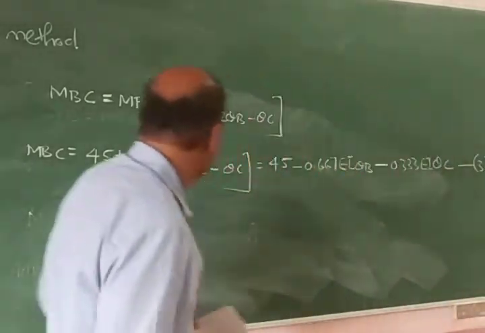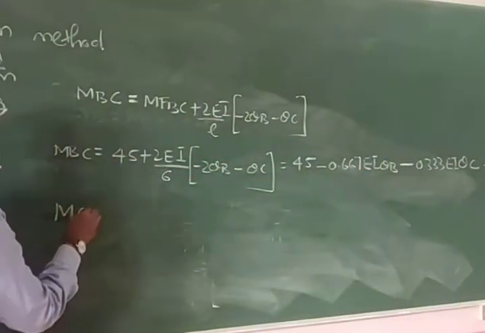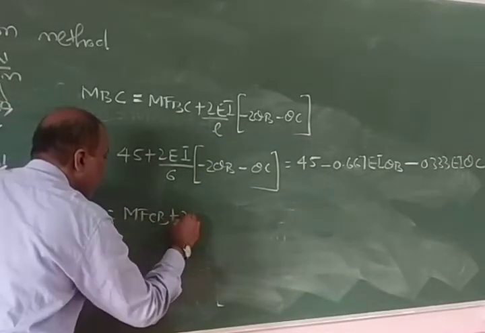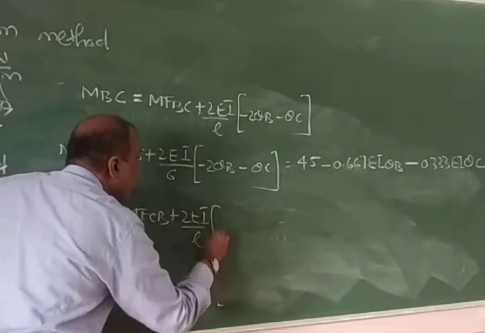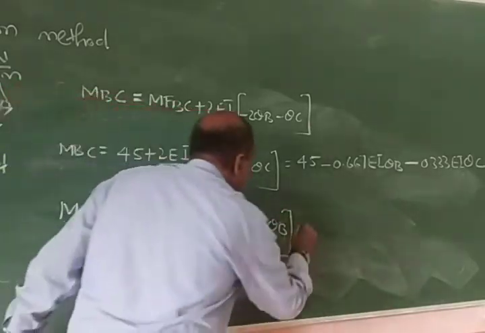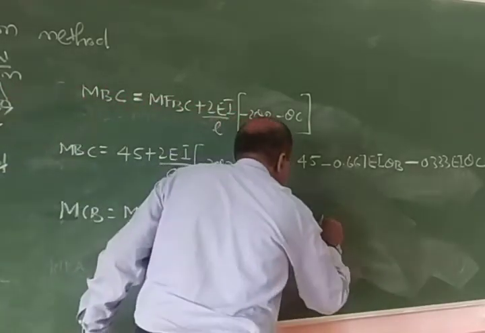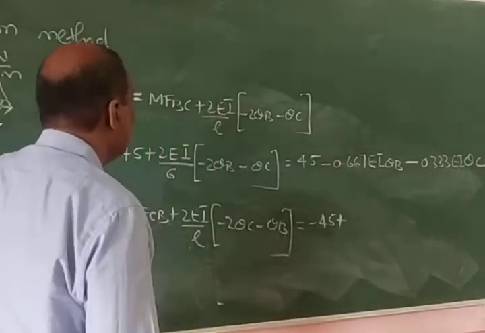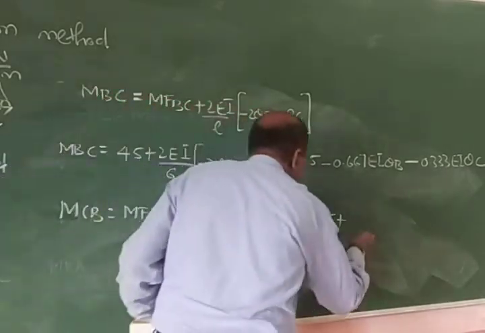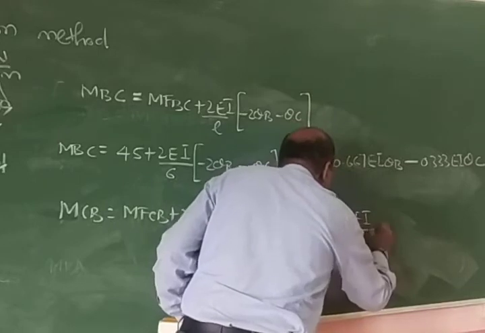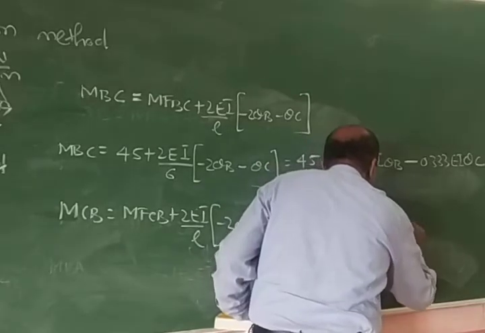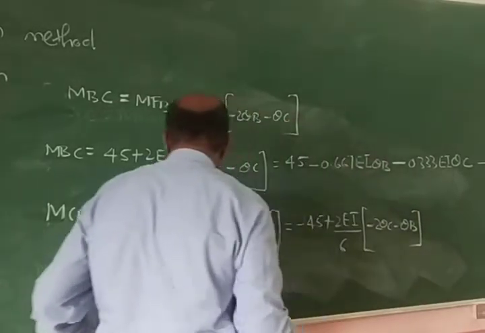Right? Now the fourth equation. Fourth equation is MCB. Last. MCB, what is the formula? MFCB plus 2EI upon L minus 2 theta C reverse minus theta. Let us substitute now. MFCB, how much is MFCB? We know it is minus 45 plus 2. E is E, I is I, L is 6 meters again, minus 2 theta C minus theta B. So quickly let us simplify this.